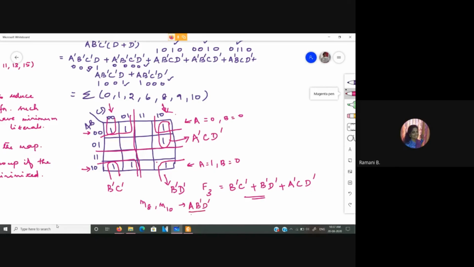Our aim is to minimize the literals. So we go for such overlap. Okay.